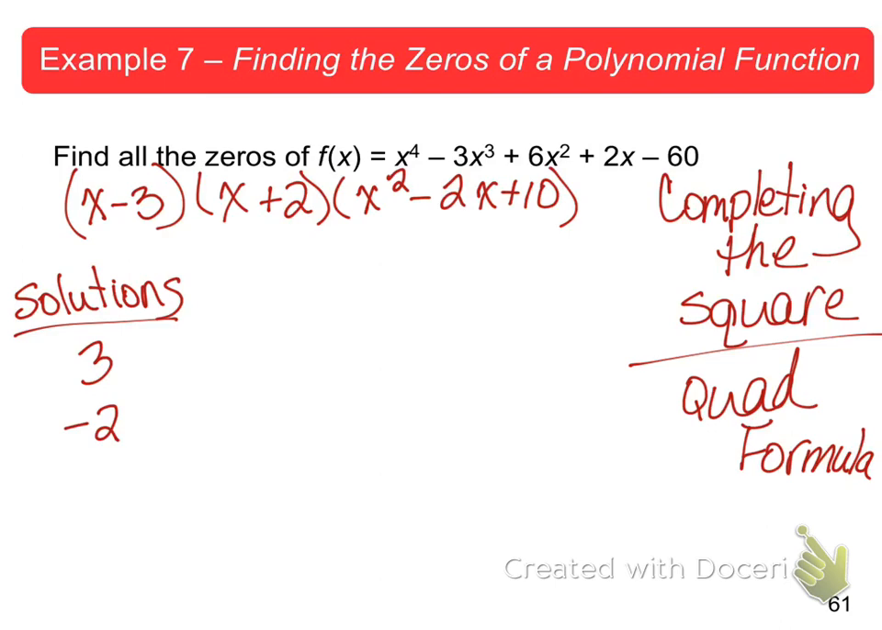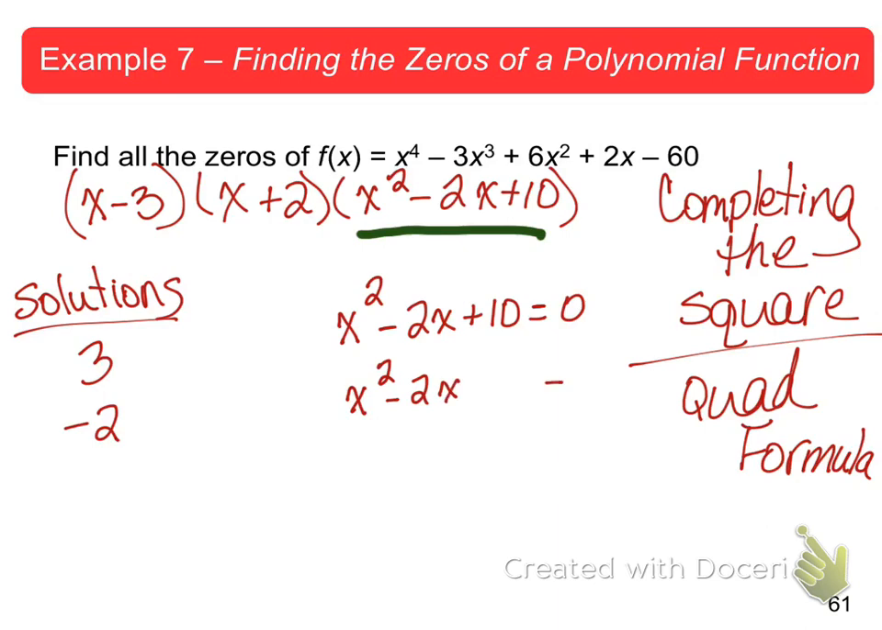I've got to find the solutions associated with this quadratic, and I can do that using the quadratic formula or completing the square. This is a nice one to do completing the square. So I'm going to remind you how to do completing the square. I do x squared minus 2x plus 10 equals 0. To complete the square, I keep my x squared and my minus 2x on one side. I move that positive 10 to the other. So I've got negative 10 on the other side.